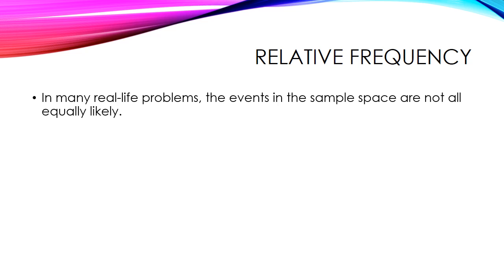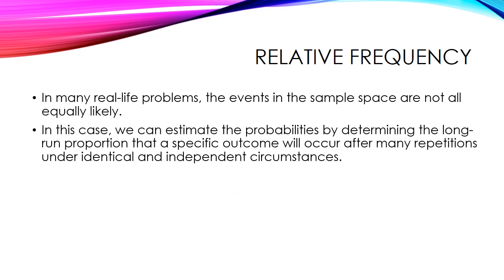Now, in many real-life problems, the events in the sample space are not all equally likely. In this case, what we do is estimate the probabilities by determining the long-run proportion that a specific outcome will occur after many repetitions under identical and independent circumstances. Let me give you an example of that.